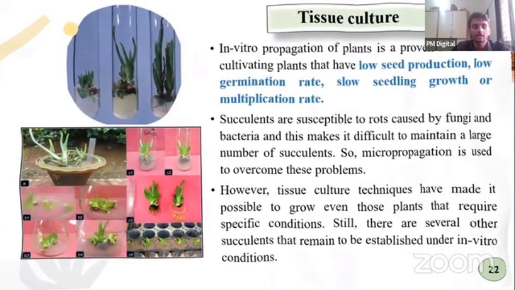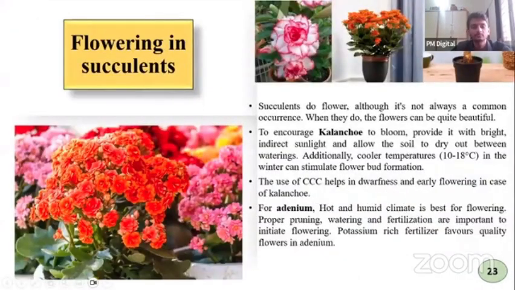Now coming to flowering, succulents do not generally bear a flower, but Kalanchoe and Adenium are known for their beautiful flowering. In case of Kalanchoe, to induce flowering, provide bright and indirect sunlight, and allow the soil to dry out between watering. The temperature is very important for this particular Kalanchoe plant.